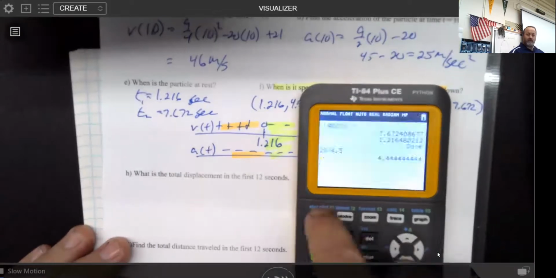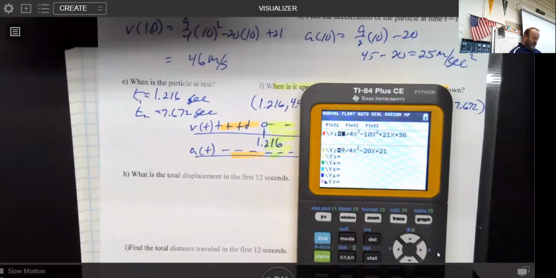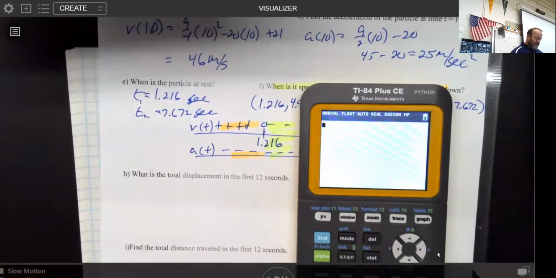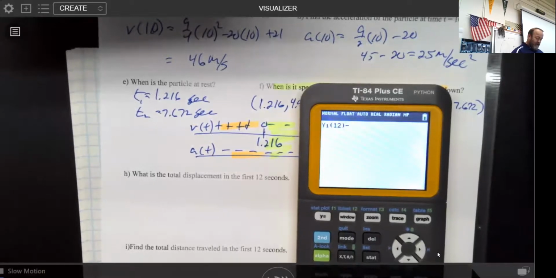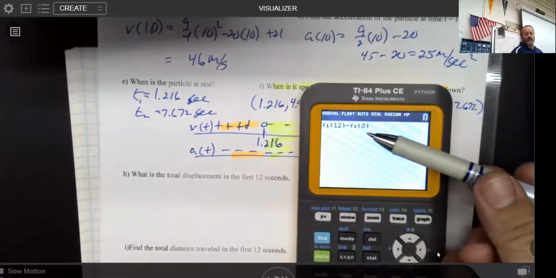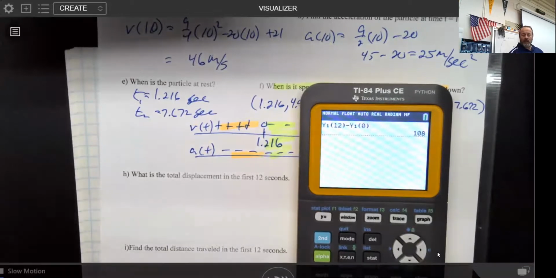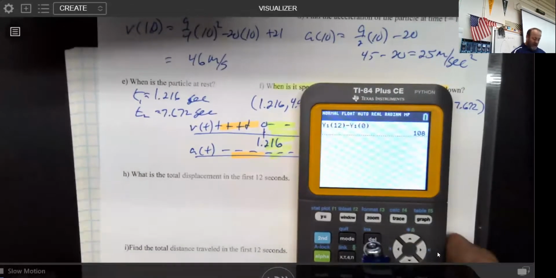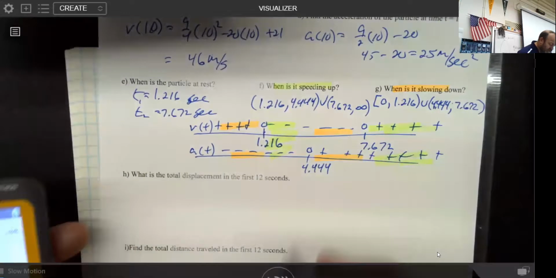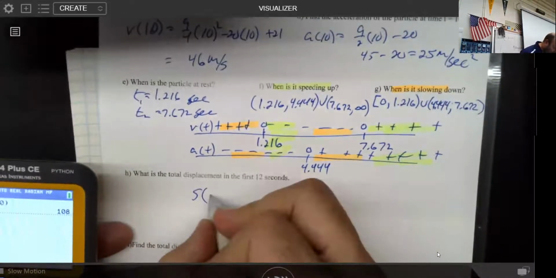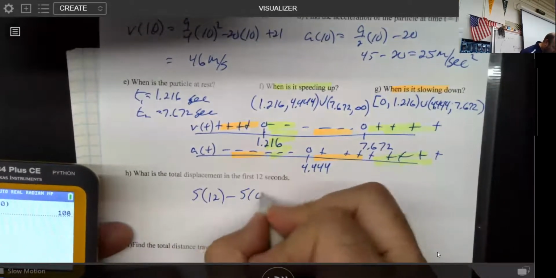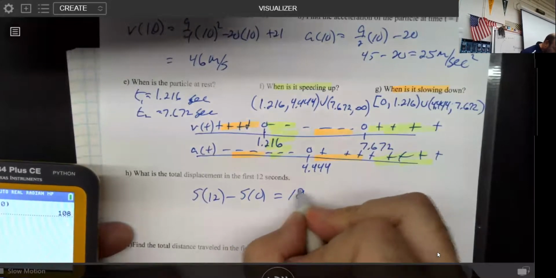Again, displacement talks about my original function, y1. So I'm going to say vars, y vars. Let's find out what happened at 12 seconds minus vars, y vars, what happened at 0 seconds. In other words, where did it end at 12? Where was it starting? Take the difference of those two values, and I got 108, again, meters. So I'm going to just say S of 12 minus S of 0 equals 108.